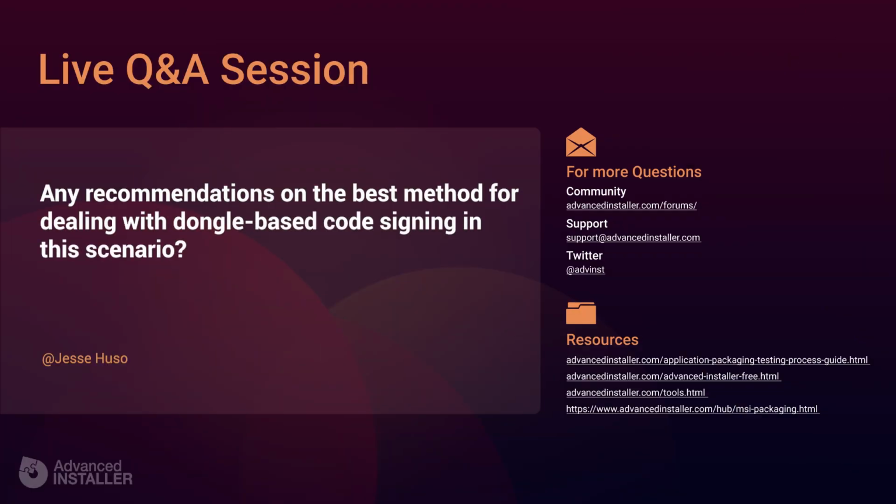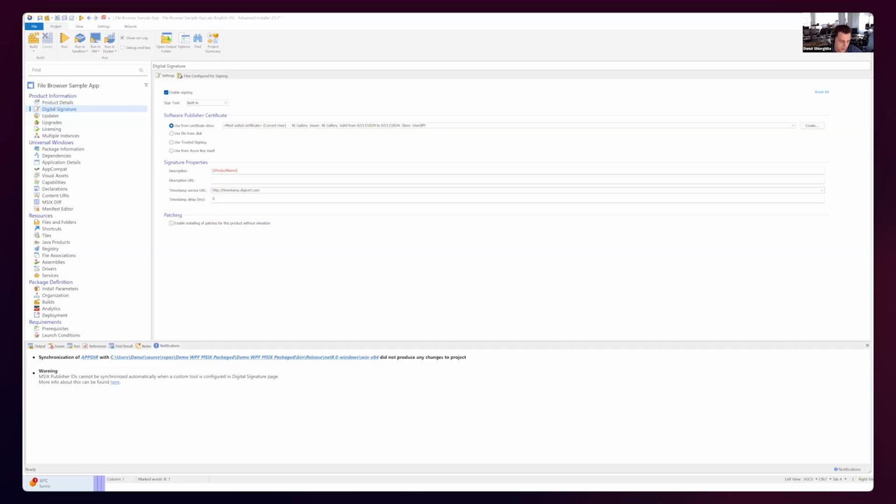Any recommendation on the best method for dealing with dongle-based code signing in this scenario? As mentioned during the webinar, if you have the certificate on a USB dongle, actually it's the private key of that certificate that resides on a USB dongle, you won't be able to use that certificate for signing in cloud VMs, because the signing operation requires actual access to the certificate. Since your dongle is here with you, but the VM is running in the cloud, you have no possibility to provide access to the USB dongle.